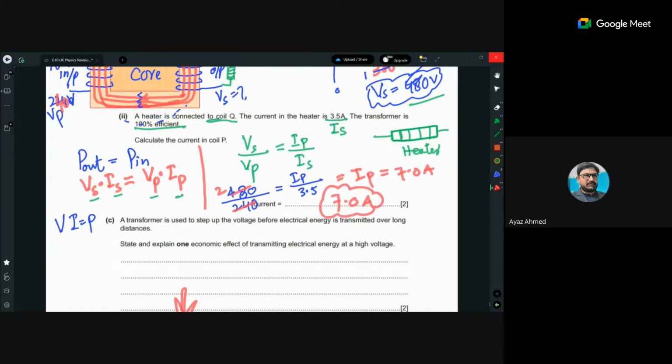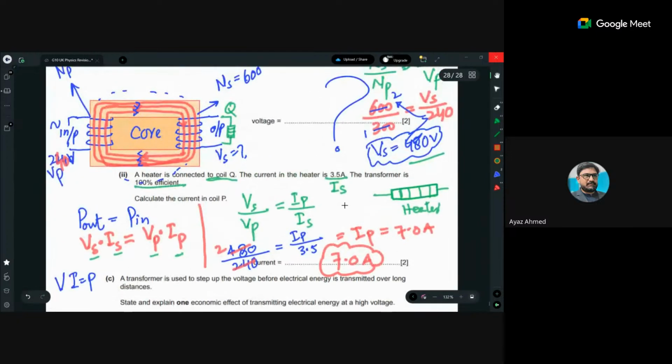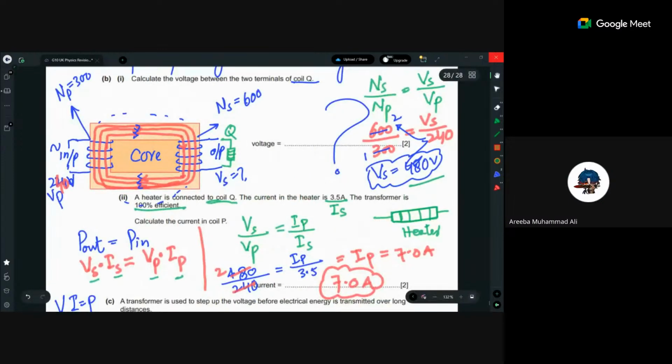Actually, you have to remember one trick here. Look, the number of turns are double. I made the number of turns double at the secondary, at the output coil. So when the number of turns is double, voltage will be double and current will become half. Simple.